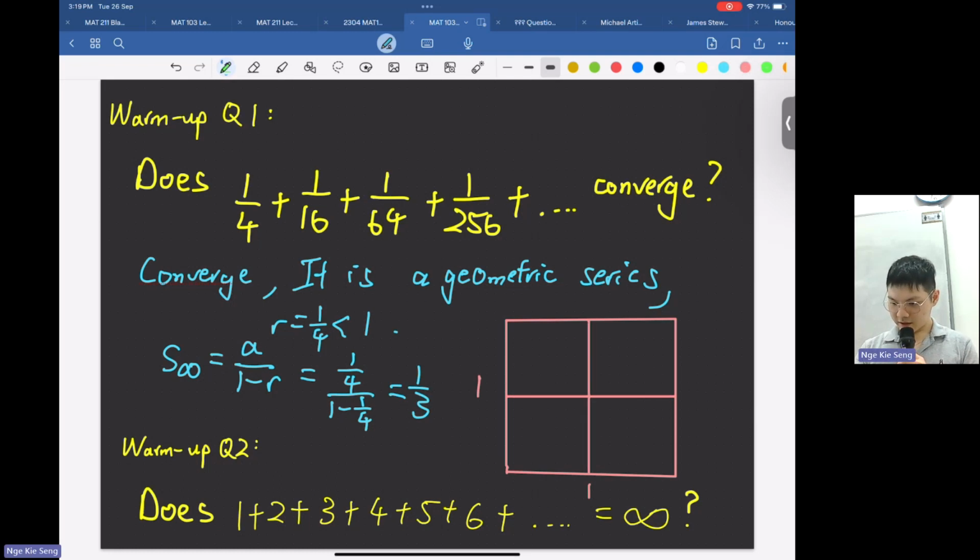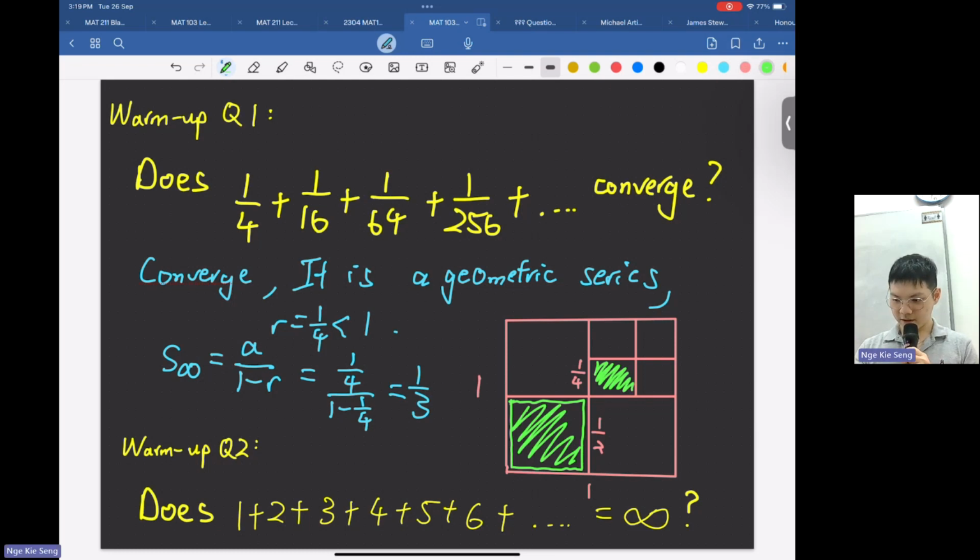Okay, and then we take 1/4 here. Take this one. Okay, how about take 1/16? We cut another square into 4 parts again. Okay, and then we take the square again.